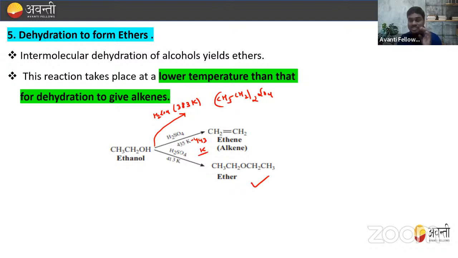So always remember these three reactions of ethanol with H2SO4. If you treat ethanol at 383 Kelvin with H2SO4, diethyl sulfate will be formed. If we treat ethanol with H2SO4 at 413 Kelvin, ether will be formed. And at 443 Kelvin, definitely alkene will be formed. So these three reactions you must remember: what happens when ethanol is treated with H2SO4 at these three different temperatures. I hope it is clear to everyone?